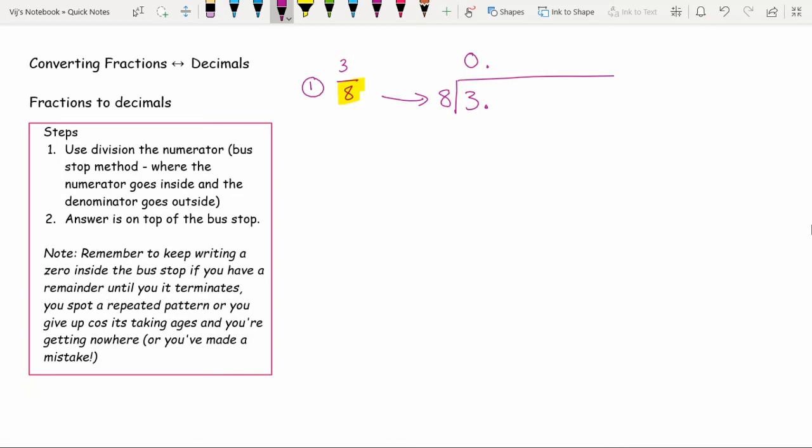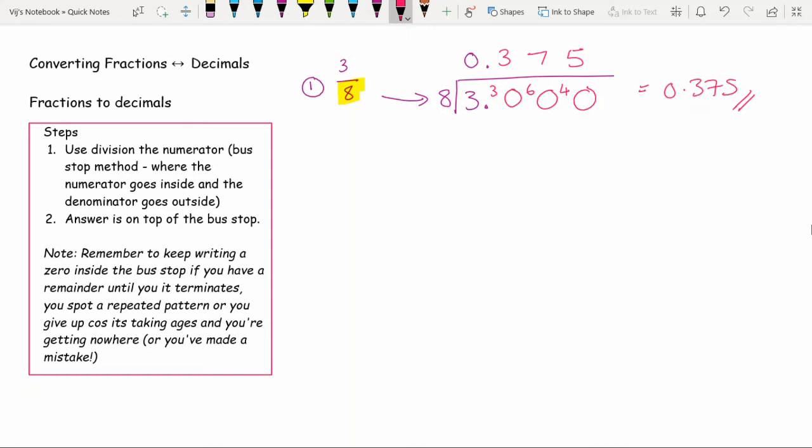Instead, what we do is add zeros. So here I'm going to have a 0 and carry the 3. Now I'm working out how many 8's go into 30. That would be 3 with a remainder of 6. I'm just going to carry on. How many 8's go into 60? That would be 7, remainder 4. Add a 0, and then I've got a 5. So the correct answer is 0.375. And there you go, because now I've got no remainder, that's where it stops.